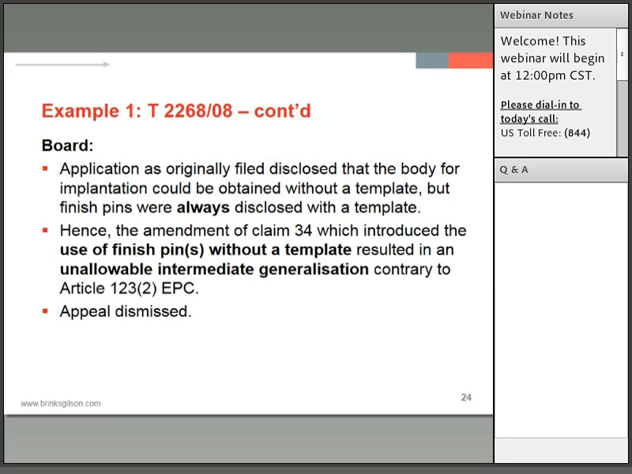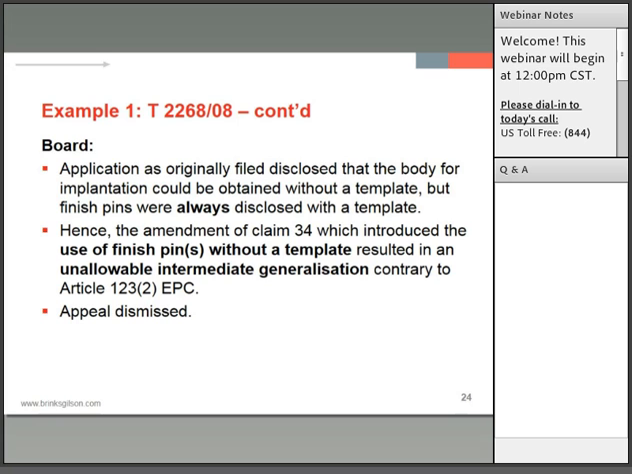So this is called an unallowable intermediate generalization in Europe, which means that the pins were never disclosed as being usable without the template. There was no language in there where it said, yeah, the pins could also be provided in some other way, but the pins were only shown with this template. The board said, no, you can't just put the pins in without the template because that broadens your description. It goes beyond the disclosure of the patent application.